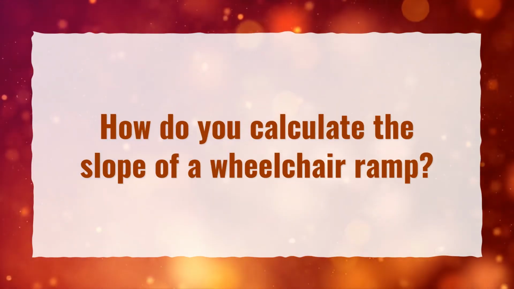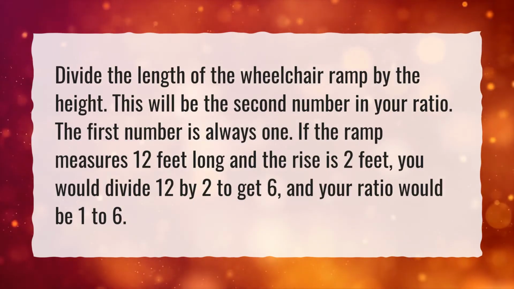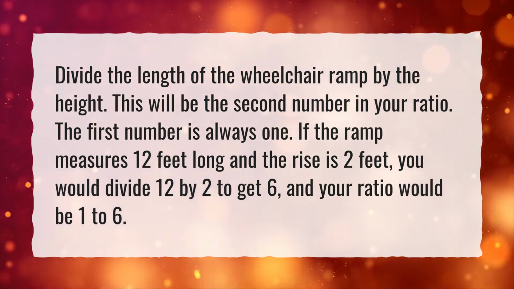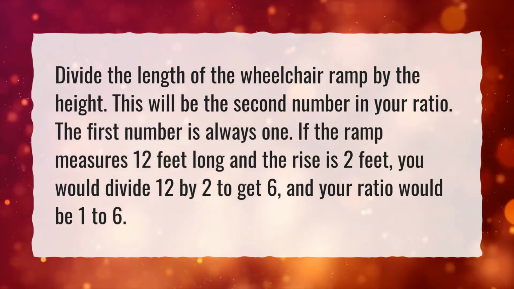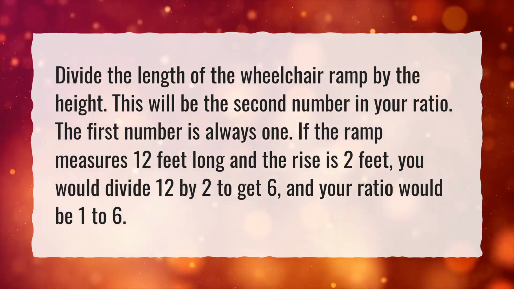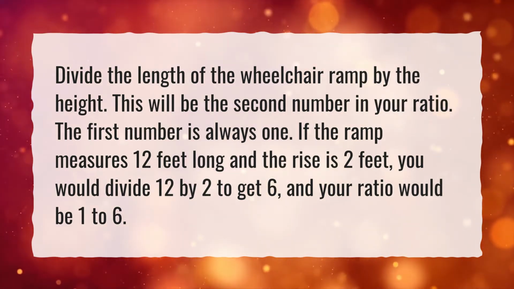How do you calculate the slope of a wheelchair ramp? Divide the length of the wheelchair ramp by the height. This will be the second number in your ratio. The first number is always 1. If the ramp measures 12 feet long and the rise is 2 feet, you would divide 12 by 2 to get 6, and your ratio would be 1 to 6.